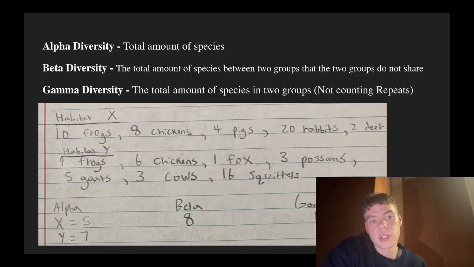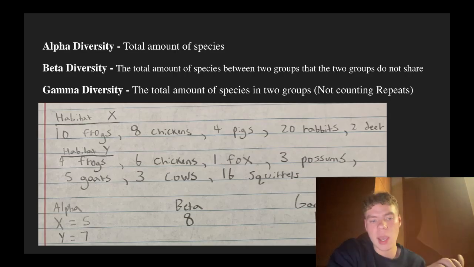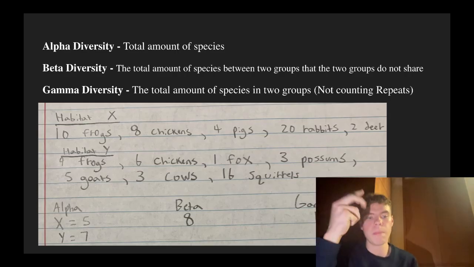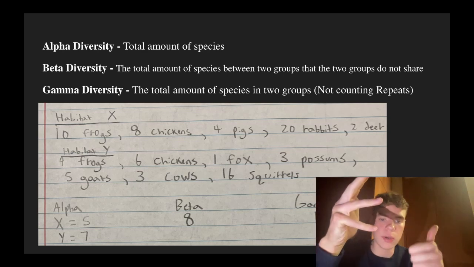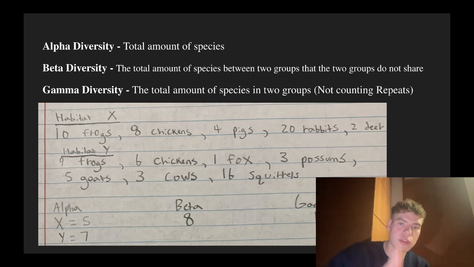Okay? So alpha diversity would be the total number of species. So habitat X for alpha diversity would have 5 species because it has frogs, chickens, pigs, rabbits, and deer. Habitat Y would have 7 species because it has the frogs, chickens, a fox, possums, goats, cows, and squirrels, right? So that's alpha diversity. Beta diversity is kind of confusing.